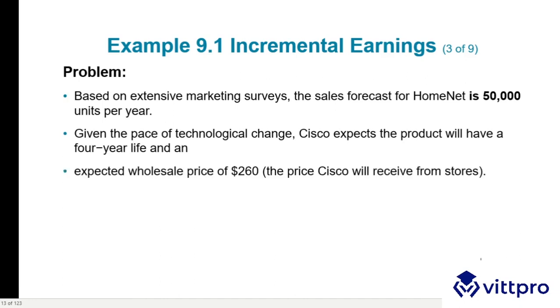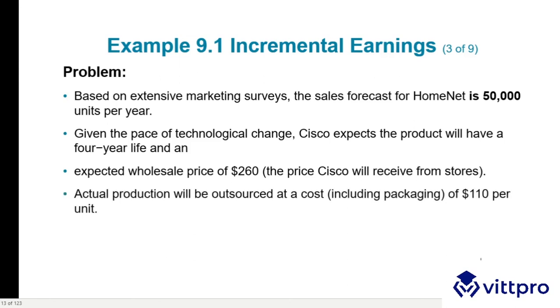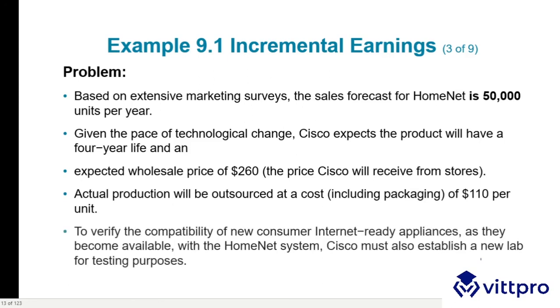They have an expected wholesale price of $260, right? That is the price Cisco will receive from the stores, and the actual production is going to be outsourced, including packaging, at $110 a unit. To develop the product, they need to establish a new lab for testing purposes. Can you note down these numbers, because then I will change the screen. It's 50,000 units per year, 4 years life, $260 price, and $110 of cost.